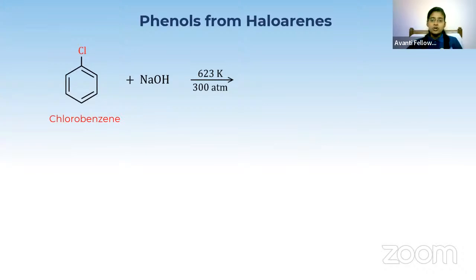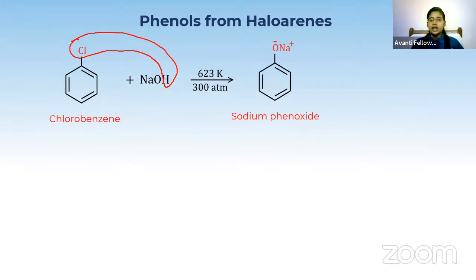If you do so, HCl has to be removed and ONa will go and take the place of Cl. HCl will come out and ONa will get attached to the ring. And this is called sodium phenoxide.